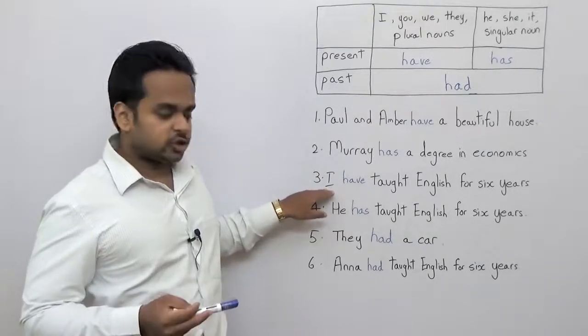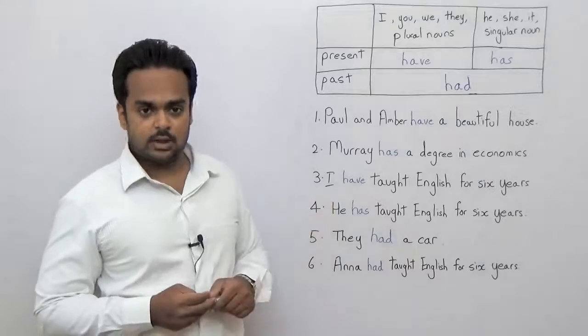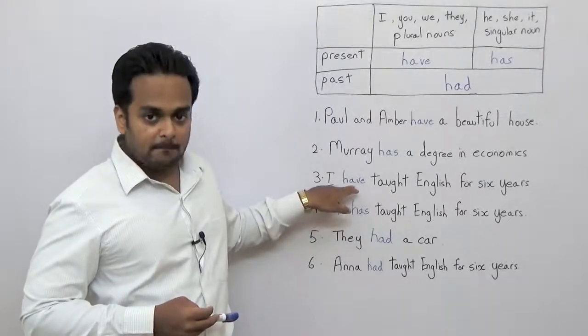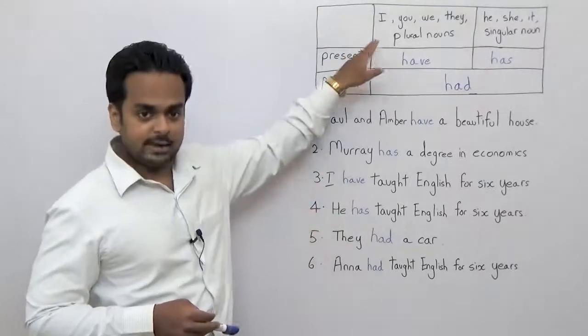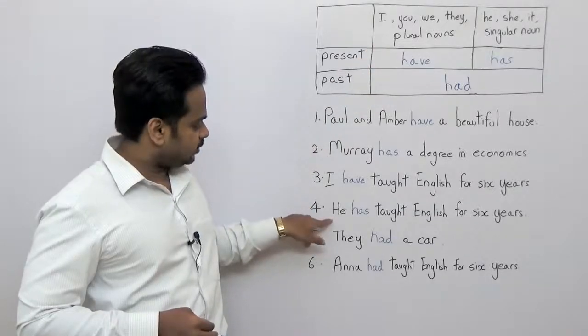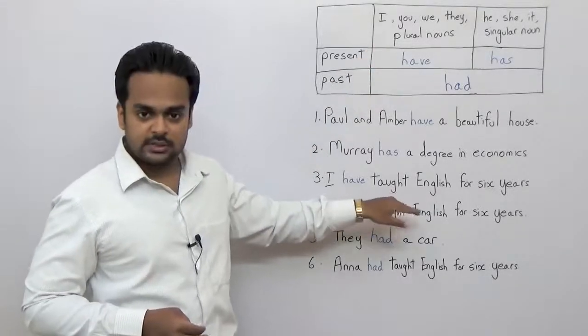I have taught English for 6 years. Okay? We're using have because the subject is I. But look at this sentence. He has taught English for 6 years.